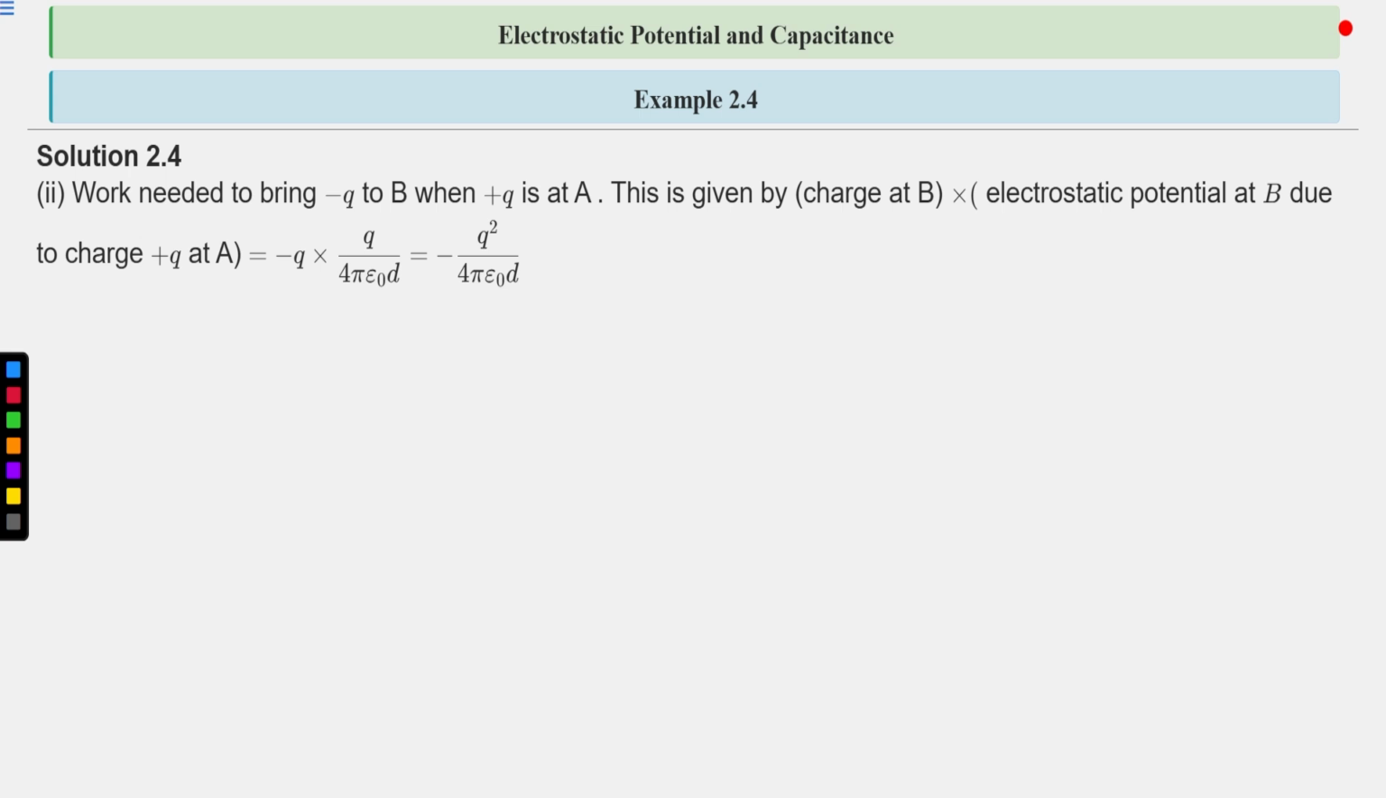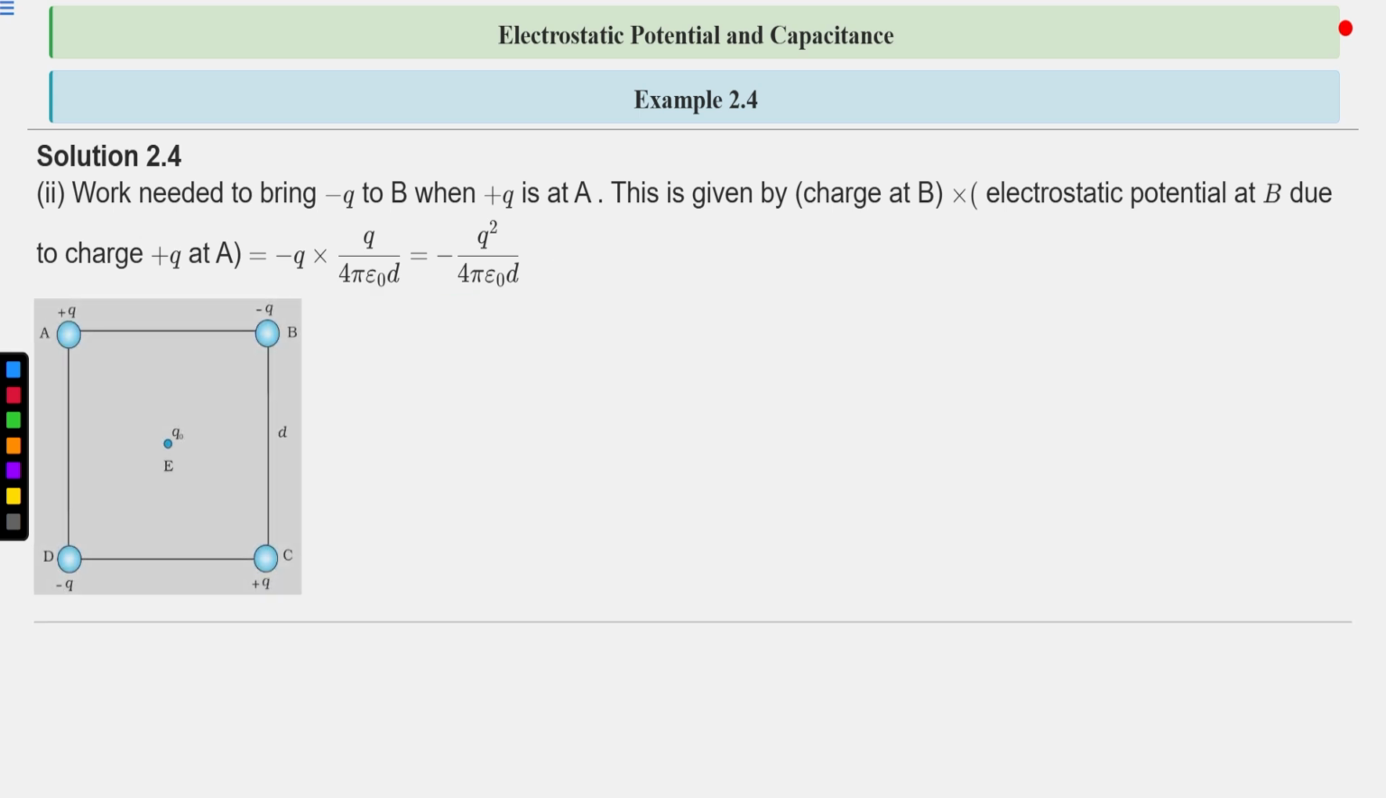This is given by the charge at B times the electrostatic potential at B due to charge plus Q at A. So the potential produced by this plus Q at A at point B, times minus Q: the charge at B is minus Q, and the potential created by plus Q is Q by 4 pi epsilon naught D, where D is the distance between these two charges. This equals minus Q square by 4 pi epsilon naught D. This is the work done to bring minus Q charge to B. This is the one work.